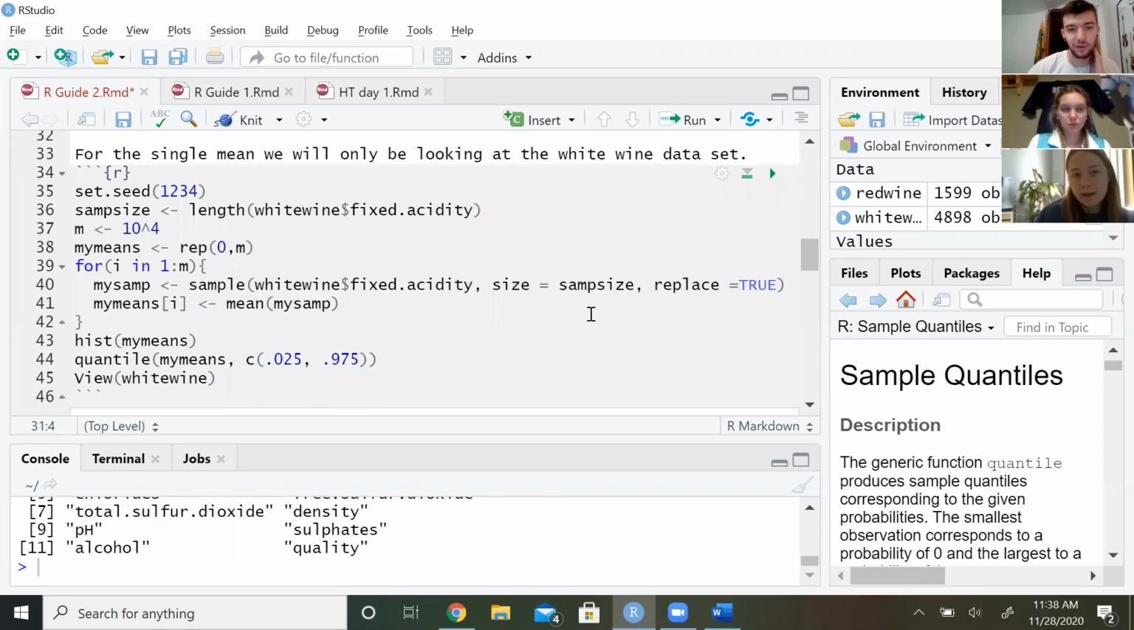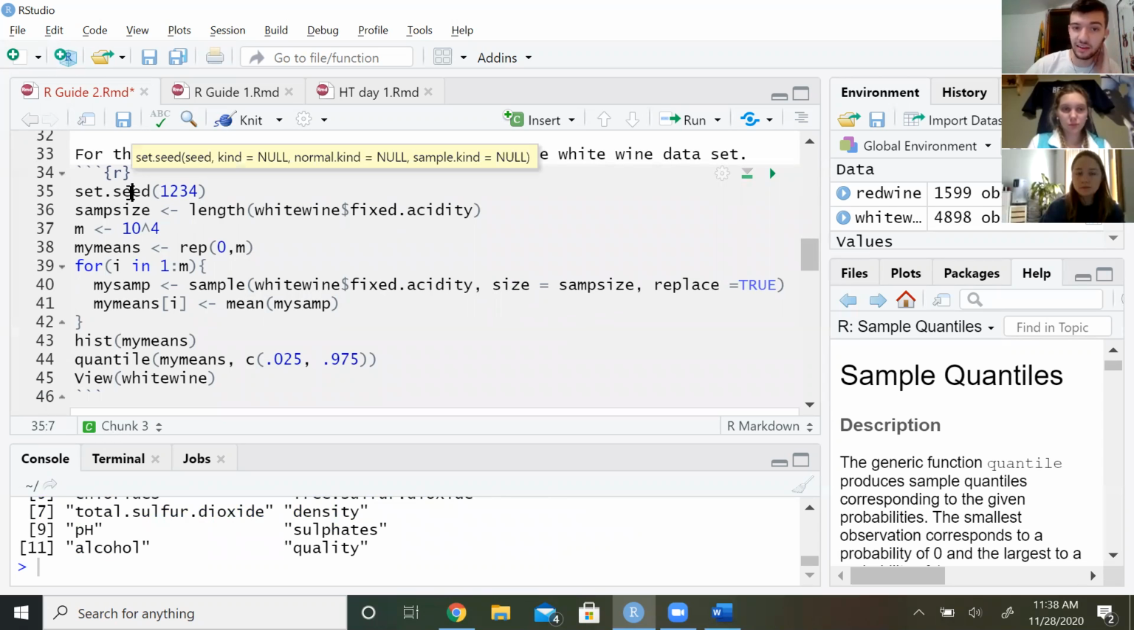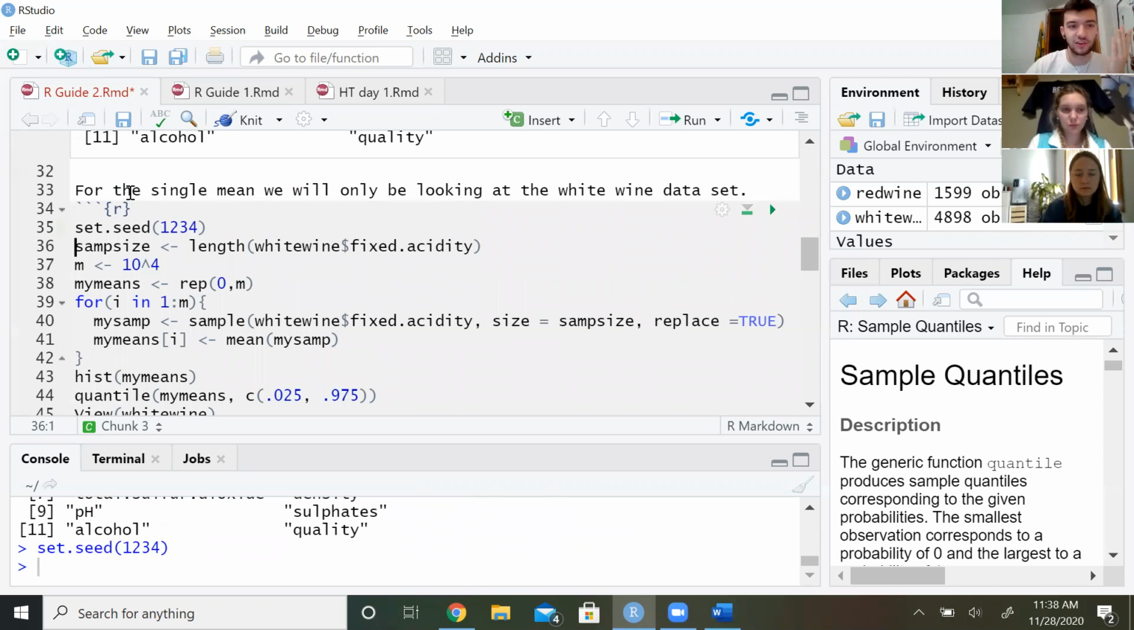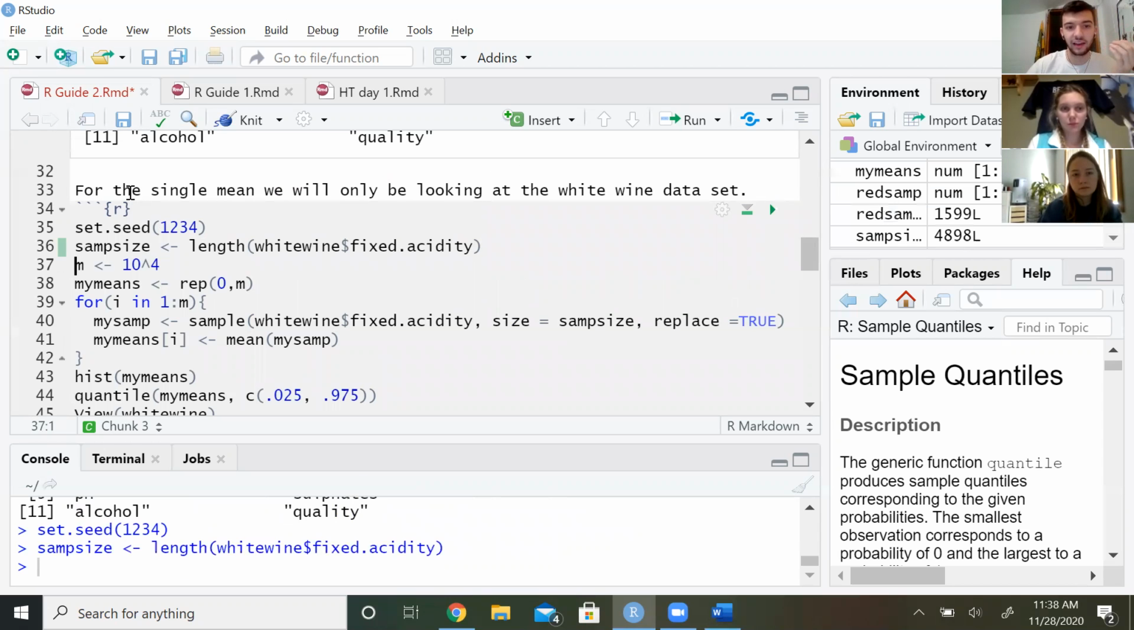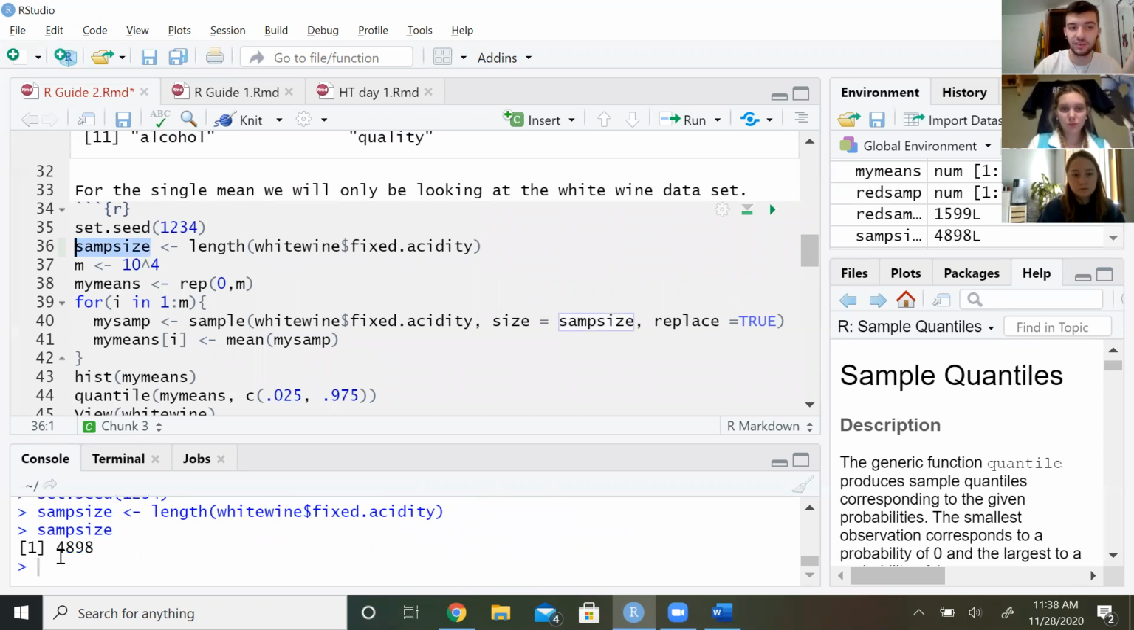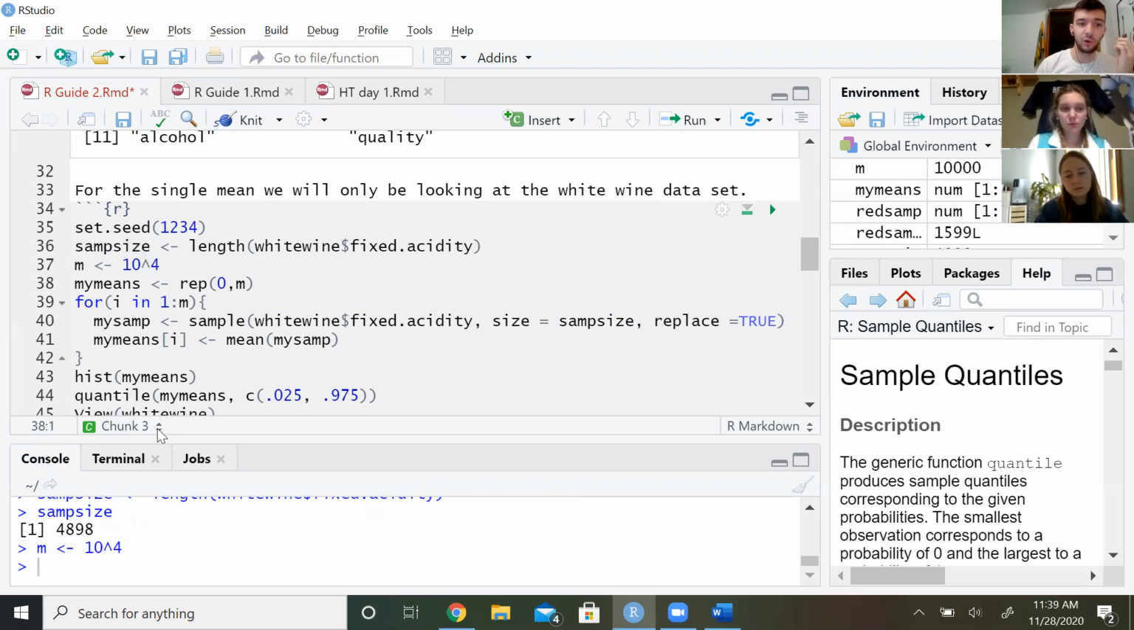So now that we have our basic wine data entered, we can start looking at our for loop for our single mean. First off, we'll set seed as 1, 2, 3, 4. This just makes our data replicable, so we can repeat it and get the same randomly populated data each time. We made vector sample size. This is the length of our white wine fixed acidity, or our number of entries in fixed acidity. We made vector m. We just made this a large number, 10 to the 4th. This is how many times our for loop runs.